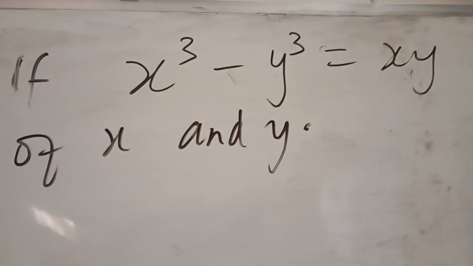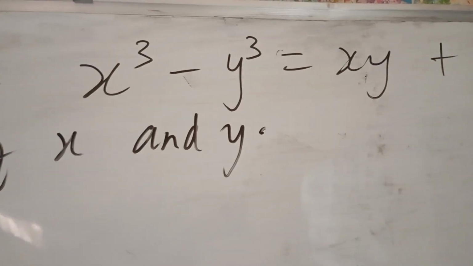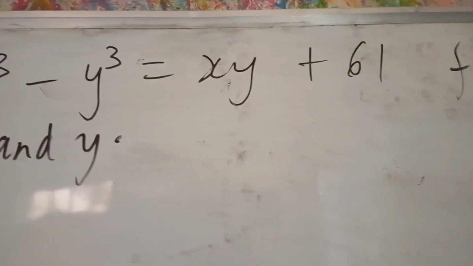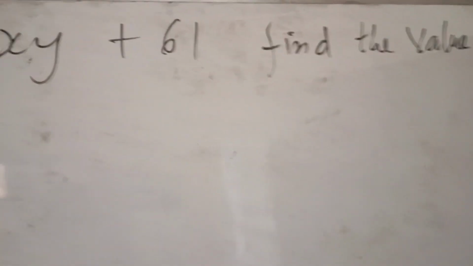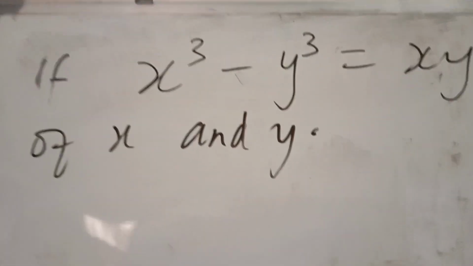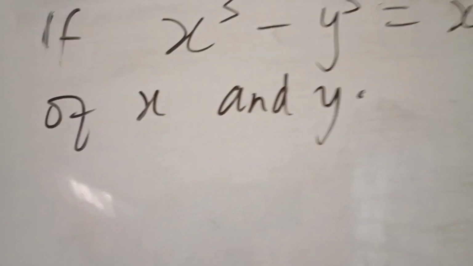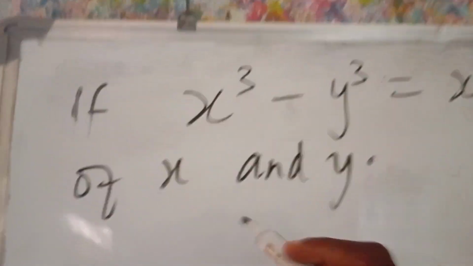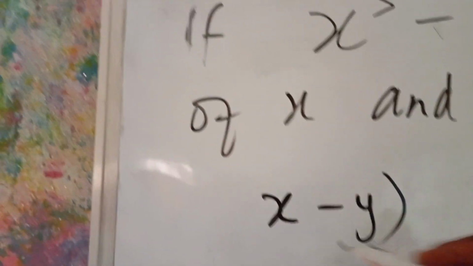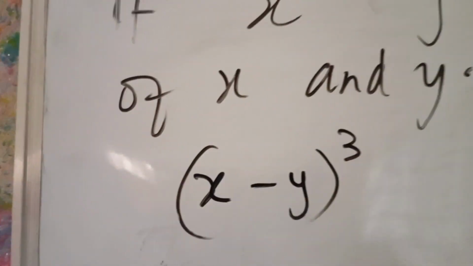I have a question here that says x to the power of 3 minus y to the power of 3 equals xy plus 61, and we have to find the value of x and y. Alright, so the first thing we need to do is to expand (x minus y) to the power of 3.